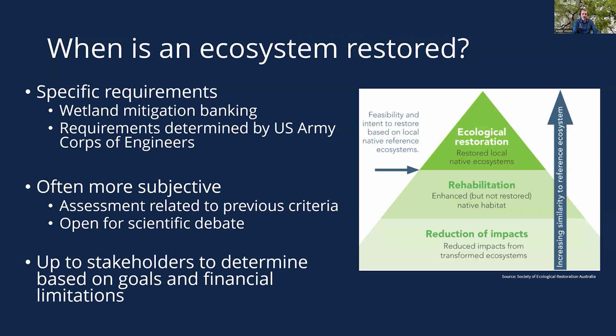But often, not all of us are working on these very legally enforceable and specific requirements like wetland mitigations. Often the assessment of whether or not an ecosystem is restored is a lot more subjective, and it's really a gradient. So this figure on the right kind of shows what we might consider different parts of that ecological restoration gradient, starting from a reduction of impacts and then moving towards rehabilitation and eventually ecological restoration. So to have a restored ecosystem is the goal, maybe per se, but this process of ecological restoration can be implemented at any part of this gradient. And often it's up to the stakeholders.